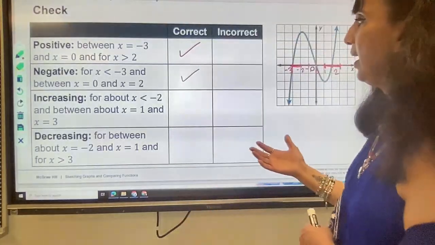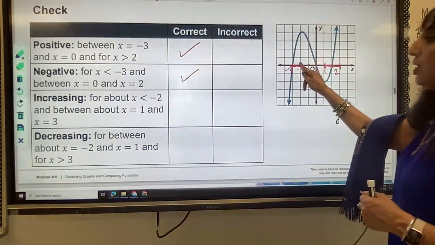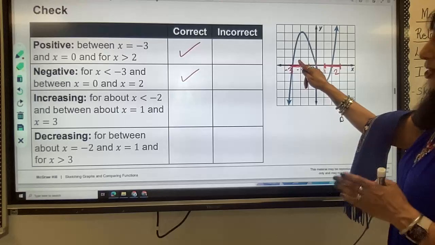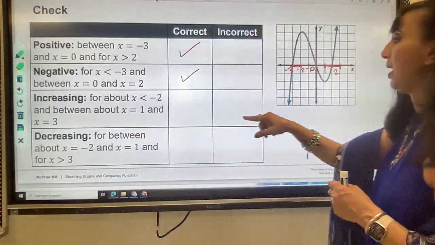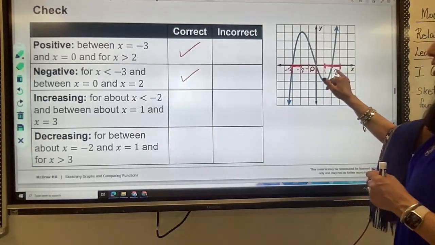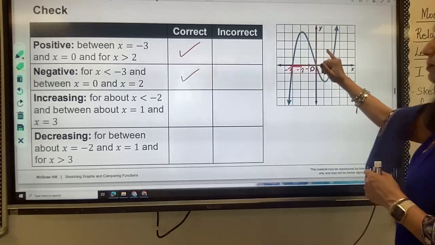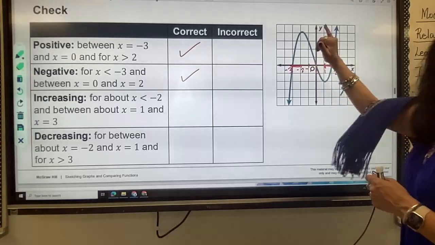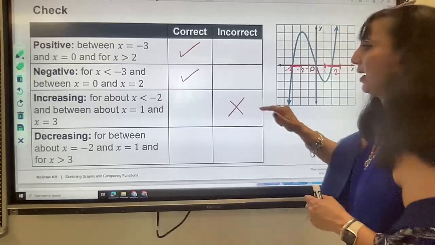So it's saying that for about x less than -2, and between about x equal to 1 and x equal to 3, it is increasing. So what's happening in between? It's not increasing. Okay, so this is incorrect.